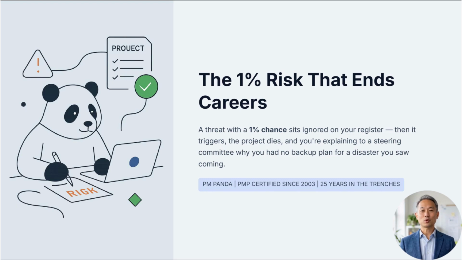What would you do if a 1% risk completely destroyed your entire project baseline and left your reputation in tatters? Imagine looking at your risk register and seeing a threat with a tiny 1% chance of happening, so you naturally ignore it to focus on a vendor delay with an 80% likelihood. Then, that 1% risk triggers, the project dies, and you are left explaining to a steering committee why you had no backup plan for a disaster you saw coming.